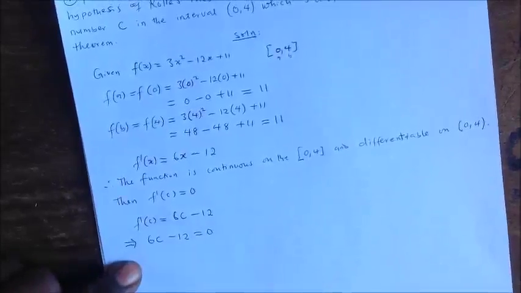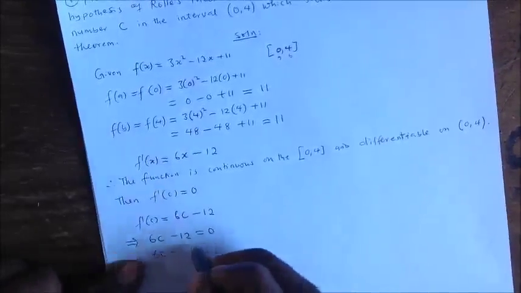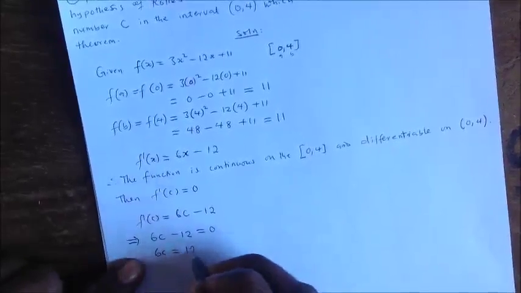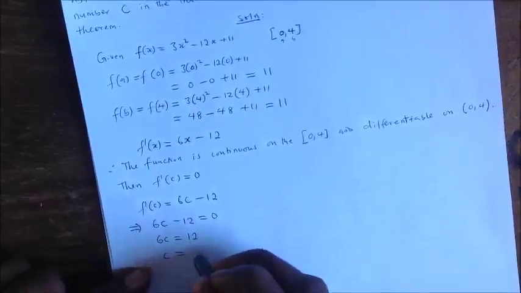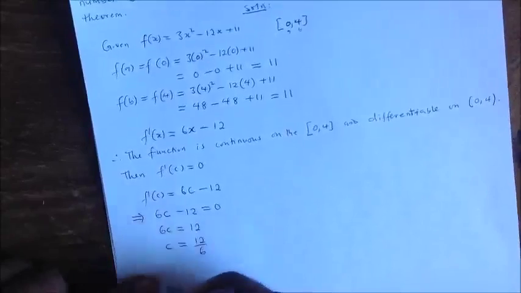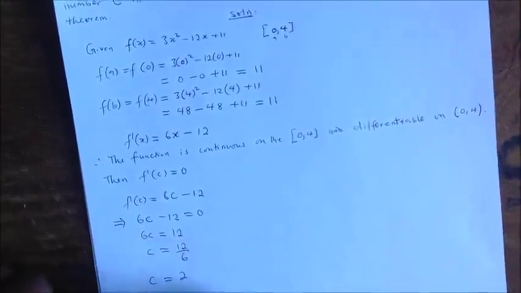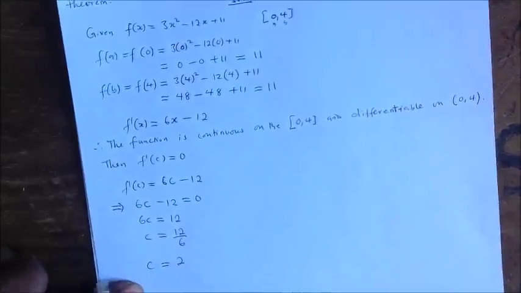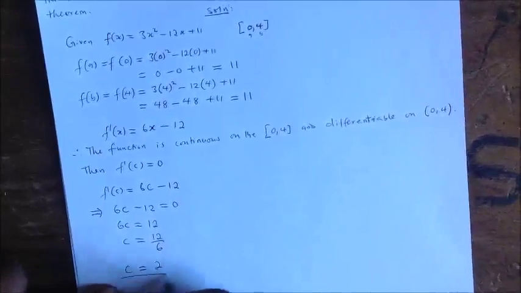So we are looking for c. We should now collect the like terms. 6c is equal to, taking 12 to the other side, minus 12 becomes plus 12. So divide both sides by 6. c is equal to 12 divided by 6, which is 2. Our c is equal to 2. That is the number that exists in the open interval (0, 4). That's all.